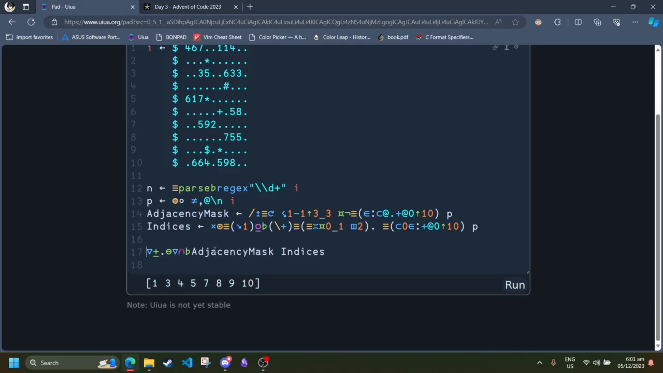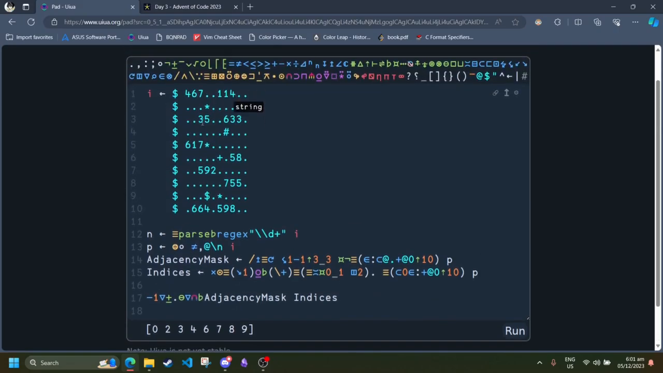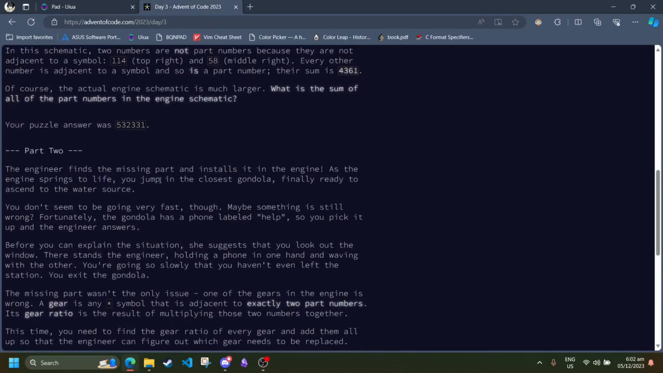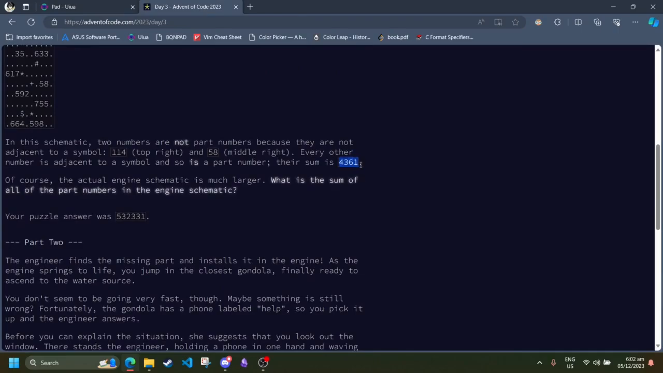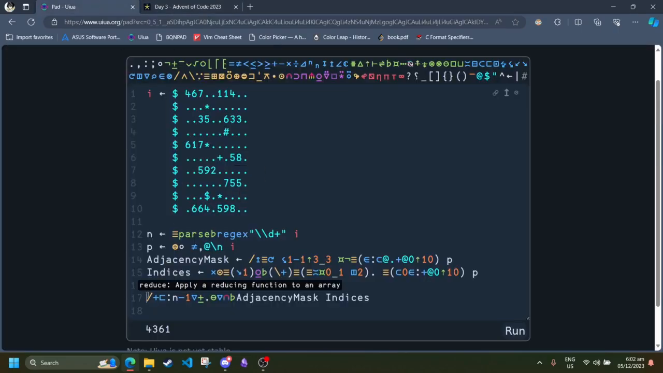And now we have our indices. If we subtract 1 from this, these would be indices into our numbers. And if we select from n, we get our numbers here. Then if we take the folding sum of this, that would be our answer: 4361. 4361. Now isn't that nice?